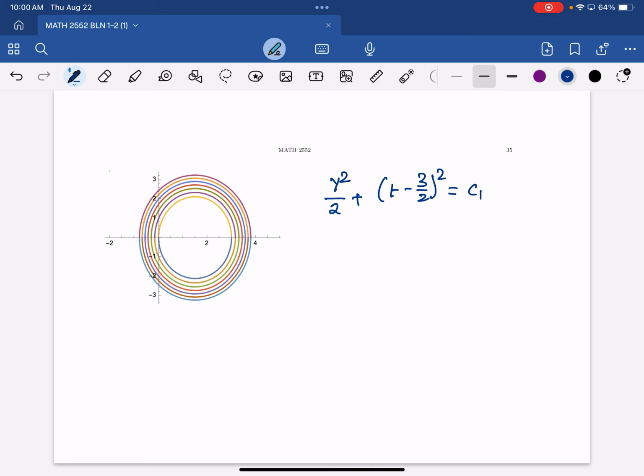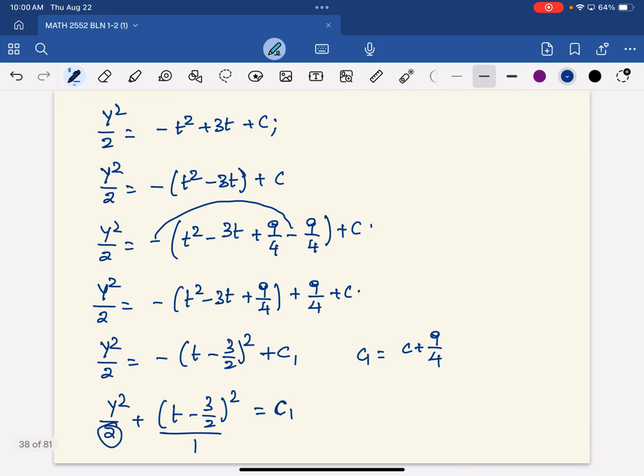Yes, Roman? I was asking on the previous one, can you go back first? On this, you're setting it equal to C1, so you're keeping it like... Because c plus 9 over 4 is another constant, C1.